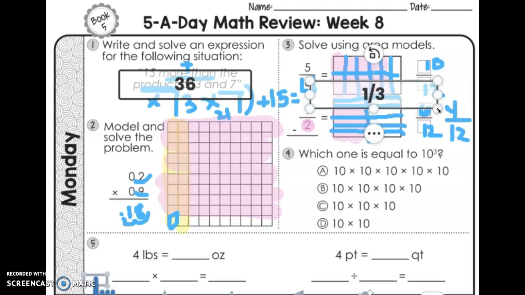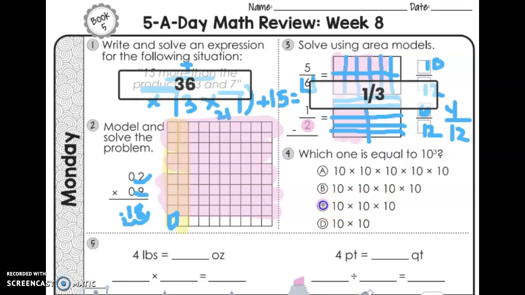Okay, the next one asks us, which one of these represents 10 to the third power? 10 to the third power, or 10 cubed. That would be the same thing as 10 multiplied 3 times. So 10 times 10 times 10. The answer is C.